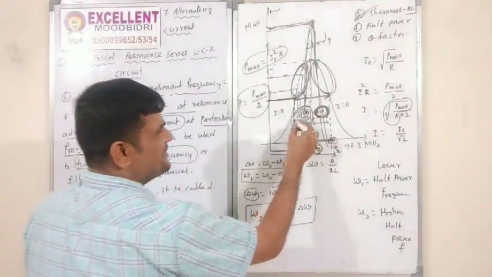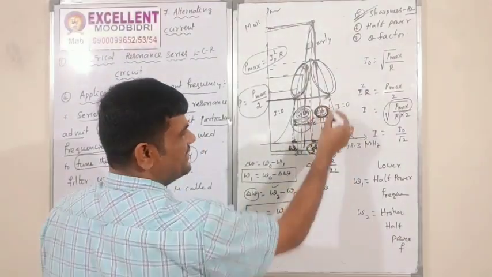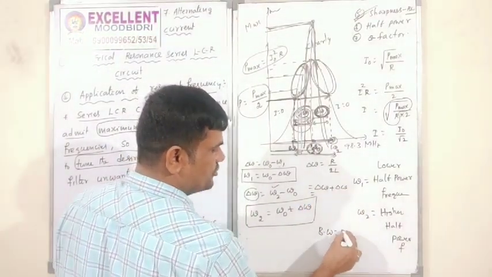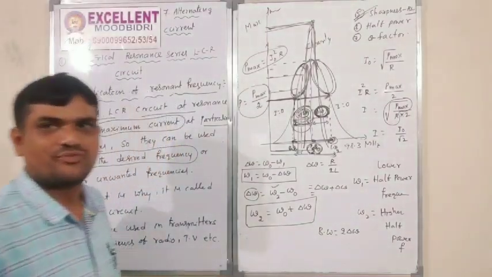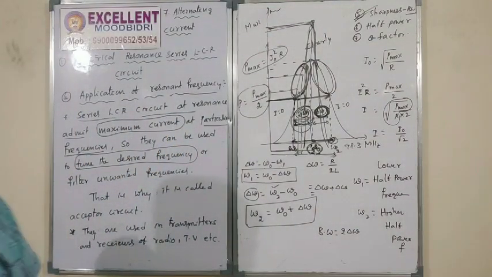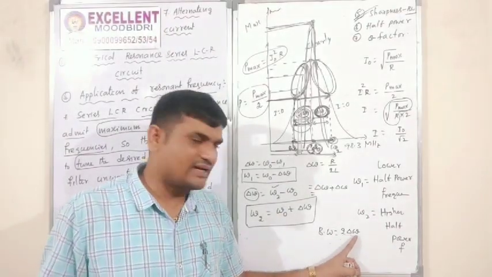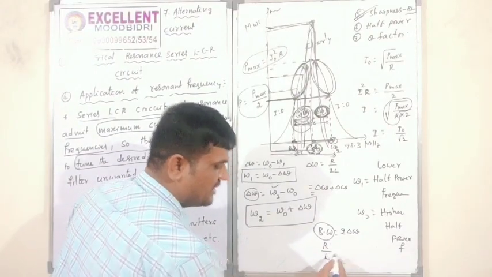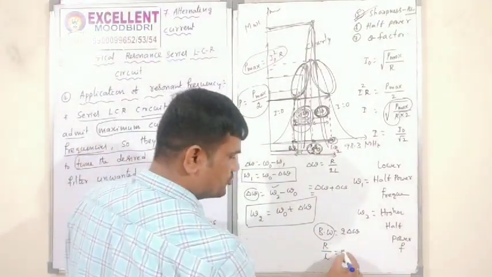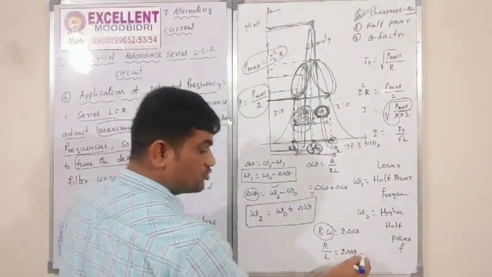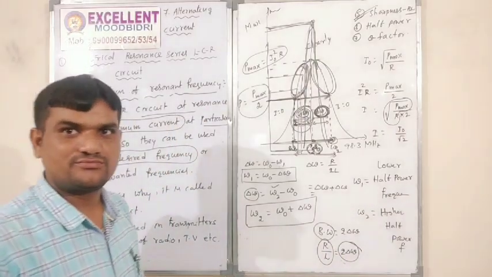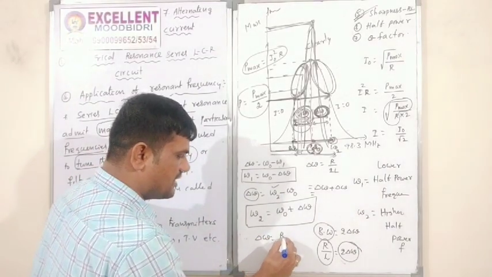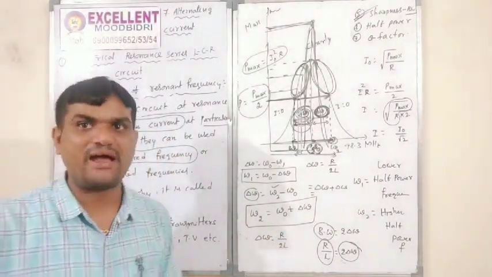Therefore, from here to here, how much have I given? Delta omega. From here to here, plus delta omega. Total bandwidth is equal to 2 delta omega. This is the definition. The bandwidth formula is R by L, which is the 2 delta omega value. This is the bandwidth value. Delta omega is different: delta omega means R by 2L, that is the half power bandwidth.